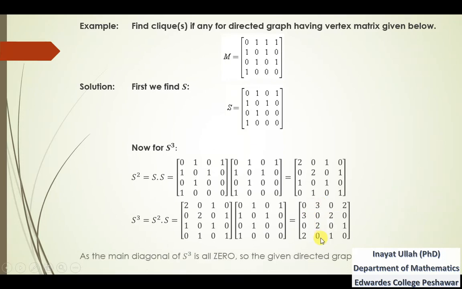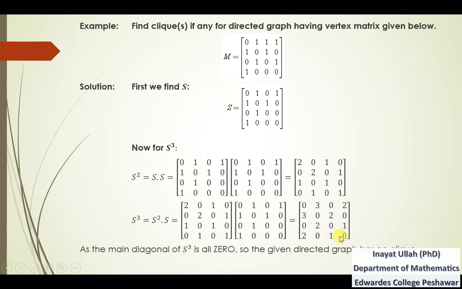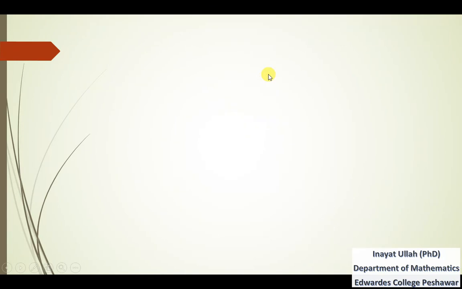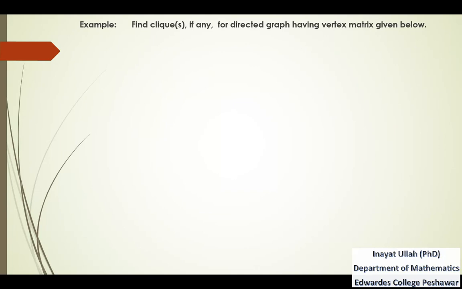And now we need to observe the main diagonal of S cube for clique. So the main diagonal of S cube is 0, so it means that there is no clique for this directed graph whose vertex matrix is given to us here. So there is no clique for this kind of graph. This second example will more explain the idea of clique.